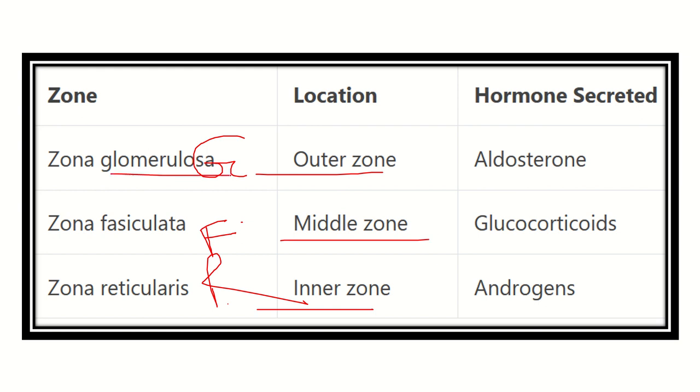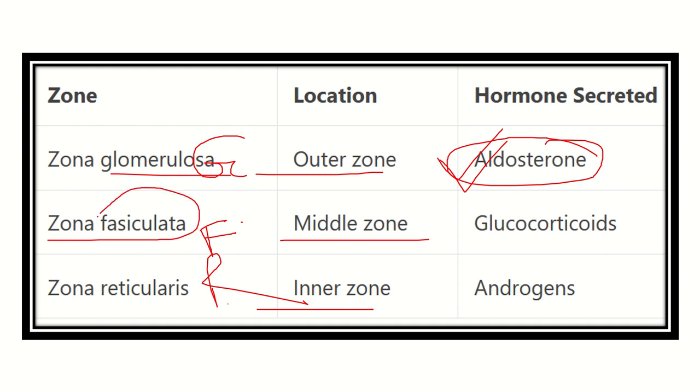From the zona glomerulosa an important hormone is released, which is aldosterone. This point is very important: aldosterone is released from the zona glomerulosa of the adrenal cortex, and it is responsible for reabsorption of sodium and water from the renal tubule, and it maintains normal blood pressure.